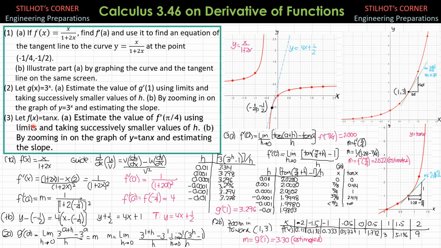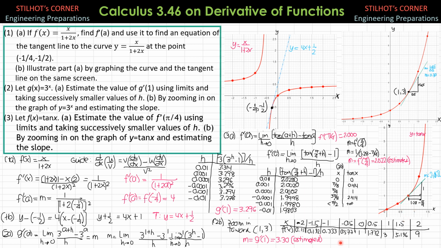Then 3, let f of x equals tangent x. Estimate the value of f prime at pi over 4 using limits and taking successively smaller values of h, by zooming in on the graph of y equals tangent x and estimating the slope. So this is similar to problem 2, but we are dealing with tangent x. The portion of the graph of tangent x, by zooming in, will just be this part here.